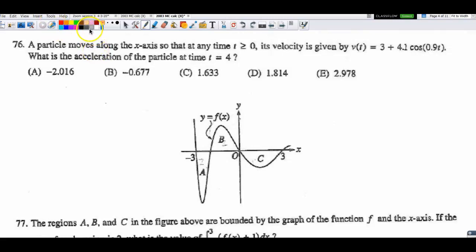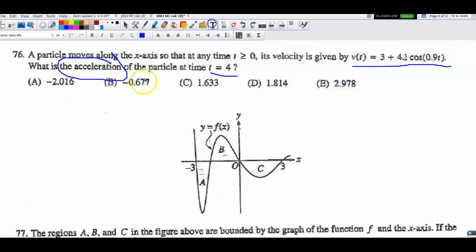In this video, we're going to take a look at the 2003 multiple choice no calculator section, and we're going to begin with number 76. A particle moves along the x-axis so that at any time t, its velocity is given by a velocity function of 3 plus 4.1 cosine 0.9t. Our job is to find the acceleration of the particle at t equal to 4.